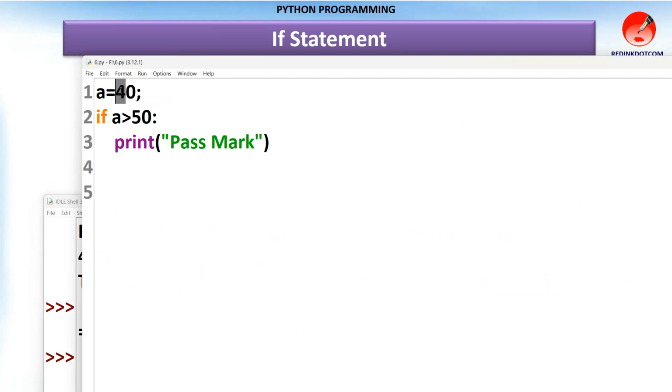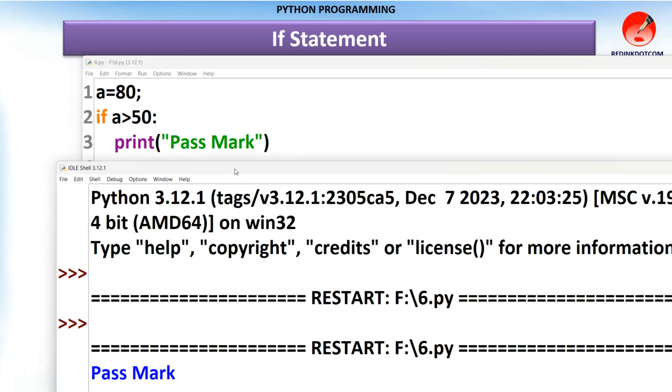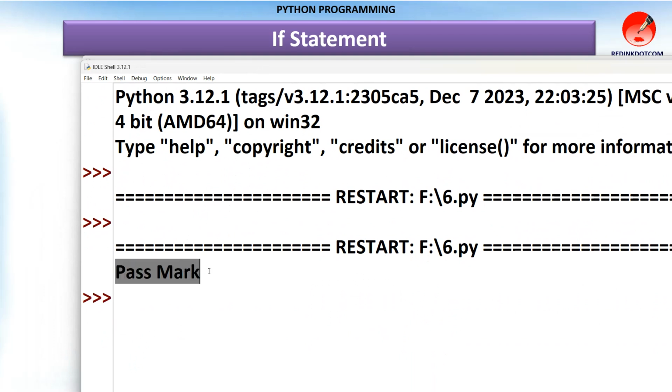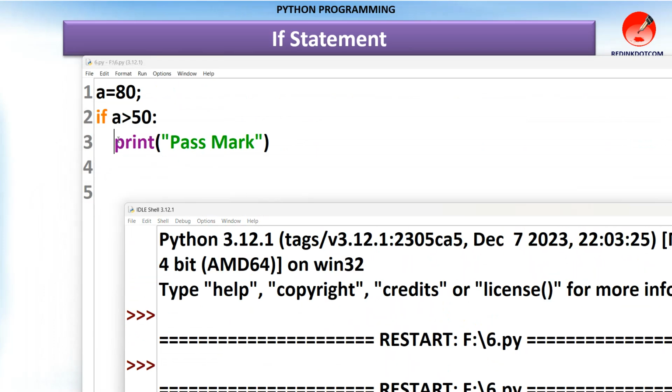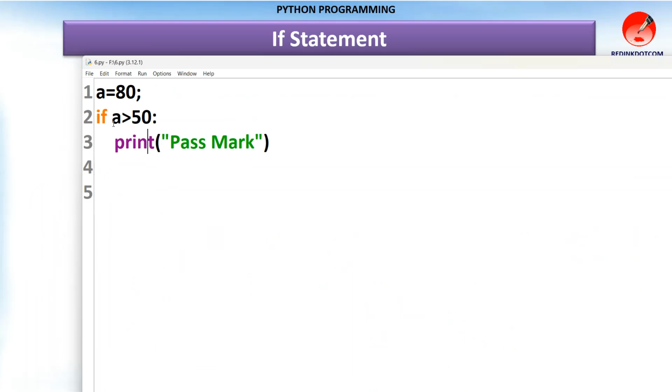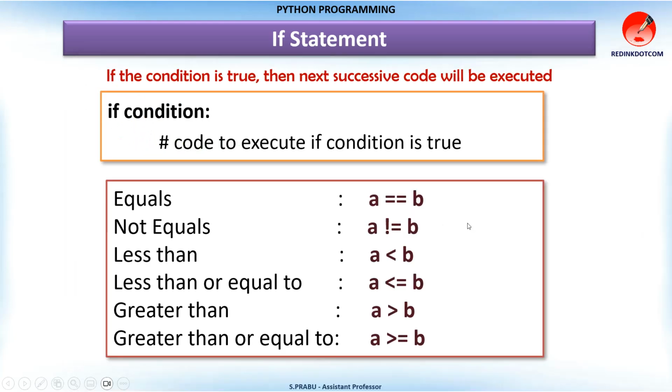Now I change the value 40 into 80 and try to execute the same program. Now it shows the output, pass mark. So this print statement is executed only if the condition is true. This simple if statement can execute this particular statement or skip it depending upon the situation. So our execution order is changed, that means the control flow is changed. We can make decisions using any one of these relational operators.